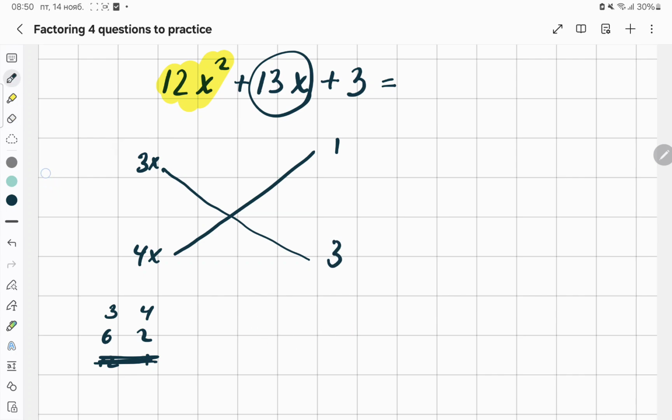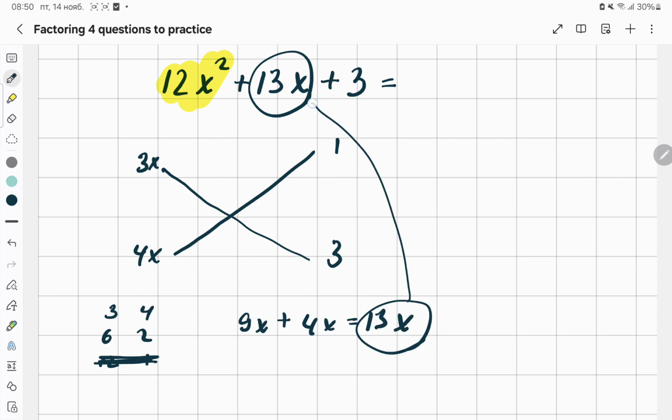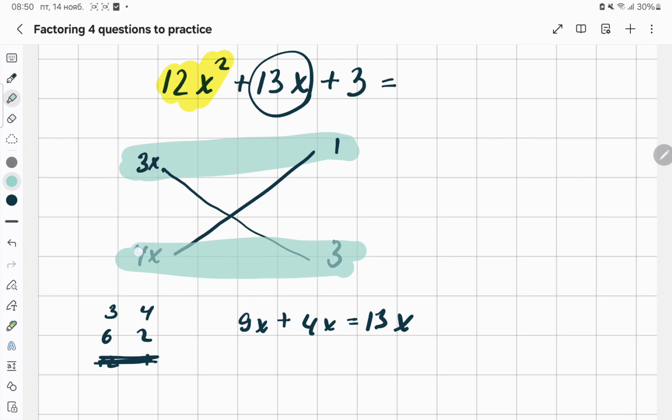So now 9x plus 4x is 13x. And it matches. Again, it means that we can make two brackets, 3x plus 1 and 4x plus 3. So 3x plus 1 and 4x plus 3.